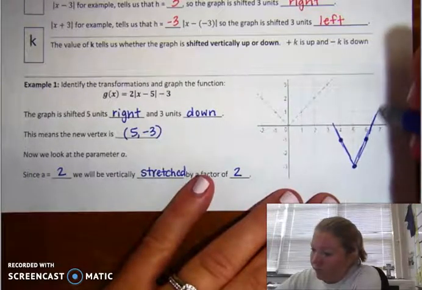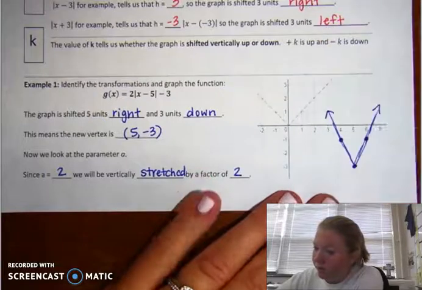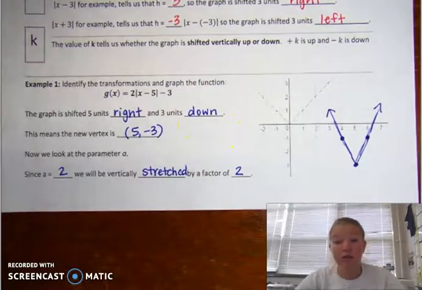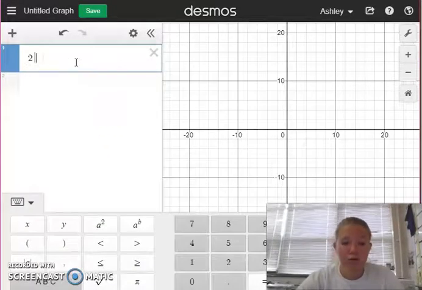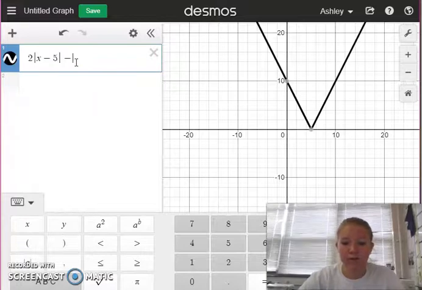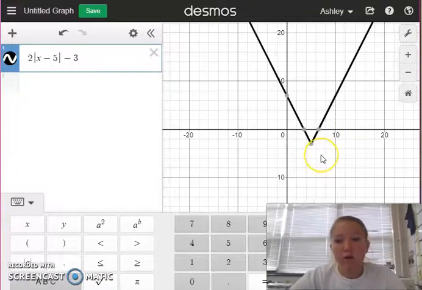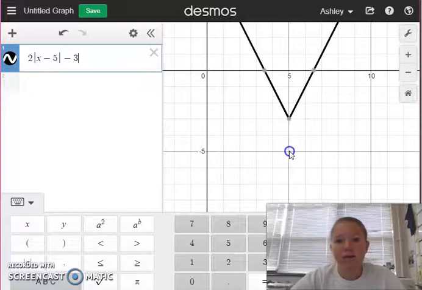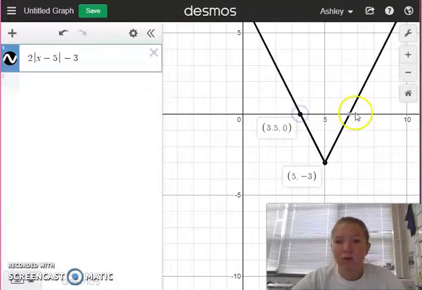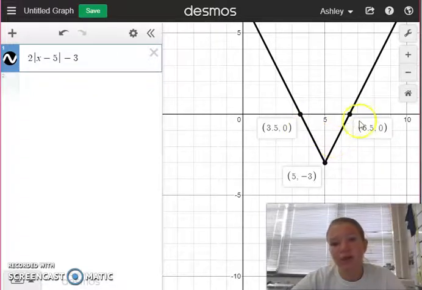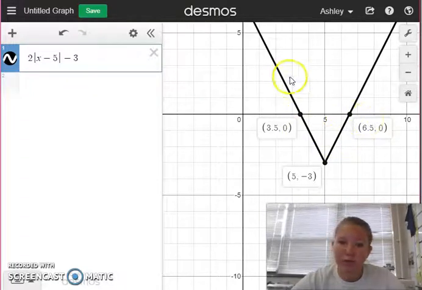Now, let's say you don't feel comfortable doing what I just did. That's fine. You've got Desmos. So you can go to Desmos and type in that function, 2 absolute value of x minus 5, and then minus 3. You can see a similar graph with a vertex at (5, -3). You could use those x-intercepts to help you graph. In this case, probably not too helpful since they're decimal values.